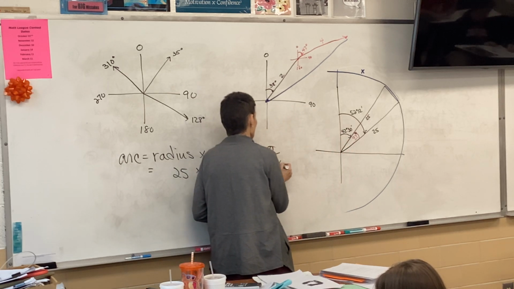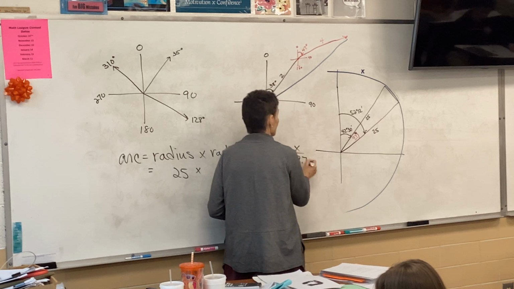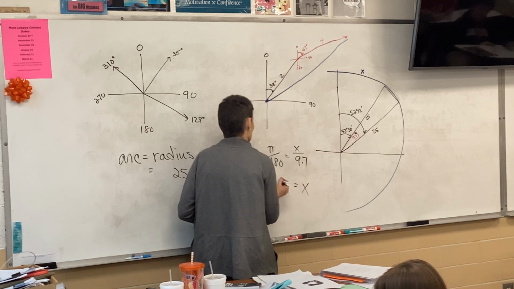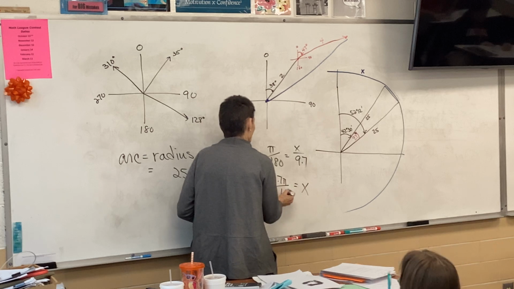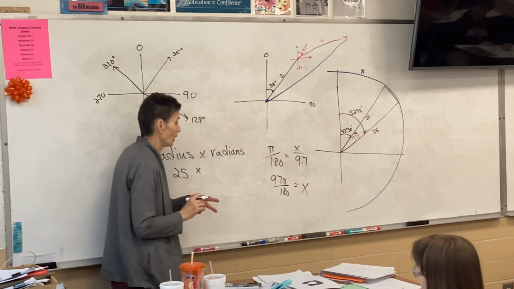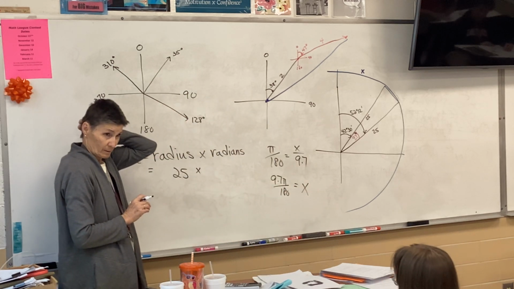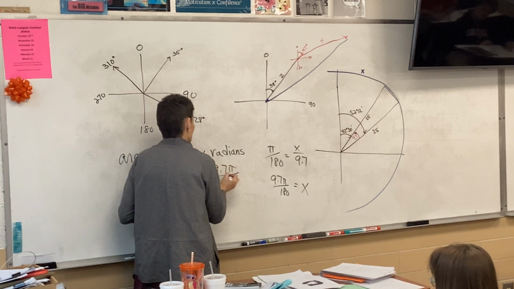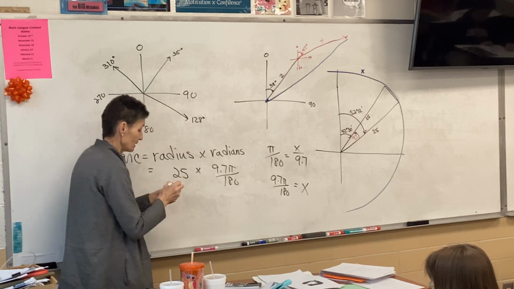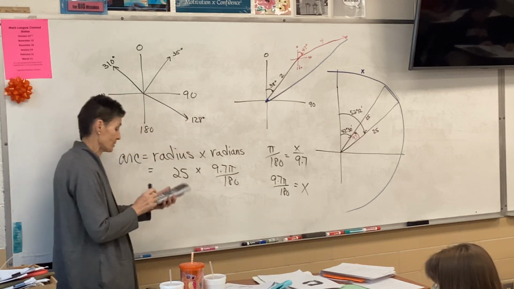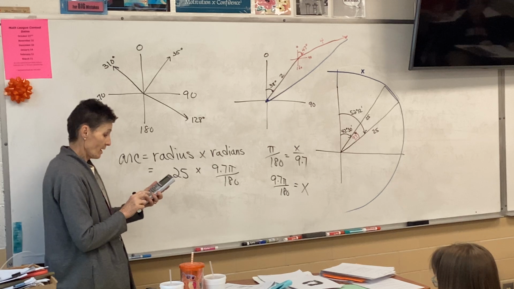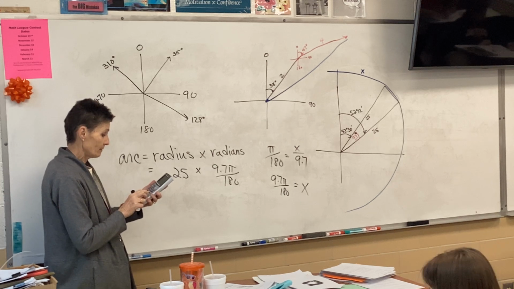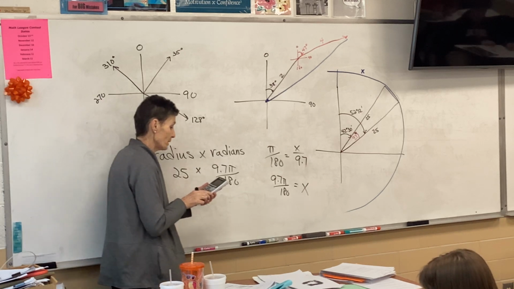So pi is to 180 as something is to 9.7. I got 9.7 pi over 180. I'm just gonna leave it that way. And now I'm gonna type this into my calculator, and that is gonna be very close to the answer. 25 times 9.7 times pi divided by 180. 4.234.